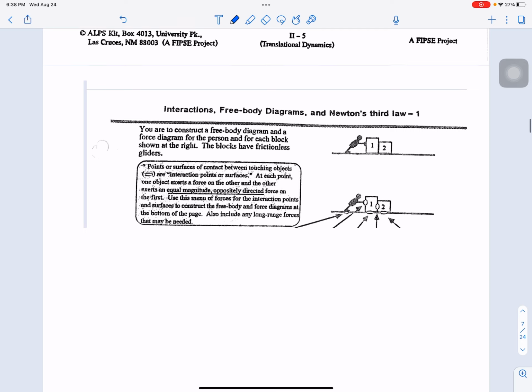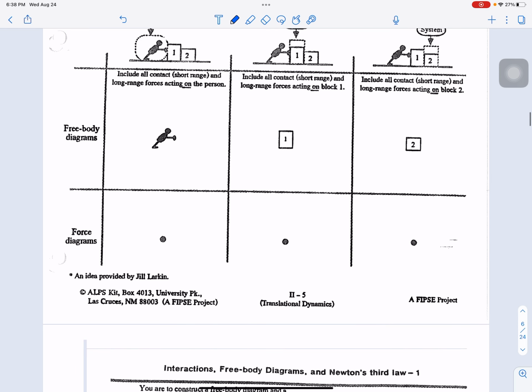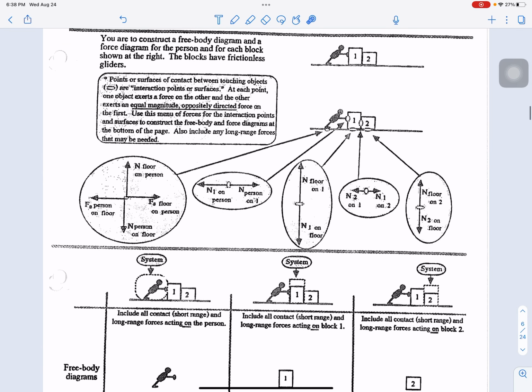So what I did is in your huge packet on page 2.5, there is this diagram at the top, and I want to talk about it in a little detail, and I specifically want to try to explain something that is in this box. So the first line says, points or surfaces of contact between touching objects are interaction points or surfaces, and so we know we're always going to have a contact interaction there. Then it says at each point, one object exerts a force on the other, and the other exerts an equal magnitude, oppositely directed force on the first.